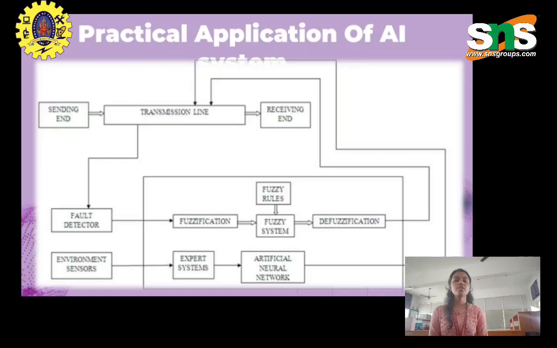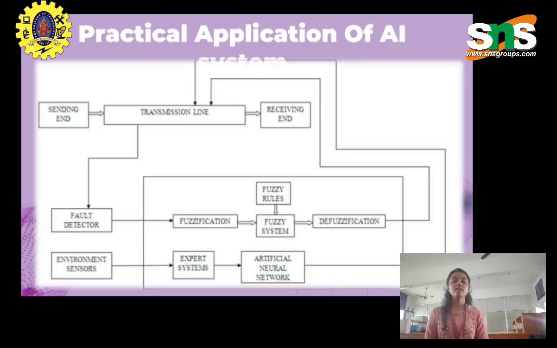Now let's discuss the challenges and considerations. Data availability: training effective AI models requires large amounts of high quality data, including historical fault data. Expert knowledge elicitation: building a robust expert system and fuzzy rule base requires careful elicitation of knowledge from domain experts. Model and system complexity: integrating multiple AI programs can increase the overall system complexity. High real-time processing: AI components need to process data and make decisions in real time, especially for critical fault detection.